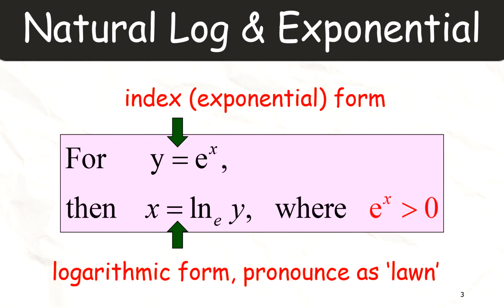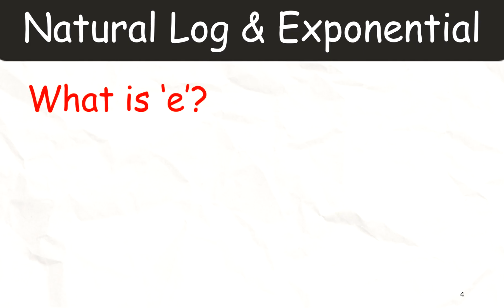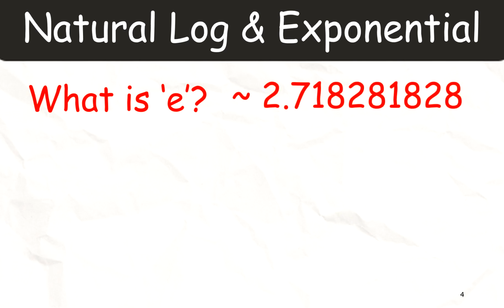So in this video, we are going to practice how to convert exponential form to log form, because this is a very basic skill that everyone must know before we can even solve exponential equations. So what is e? It is actually a constant value, just like pi. It is not a variable or unknown like x or y. It actually has a value of 2.718281828, if you use a calculator to check.